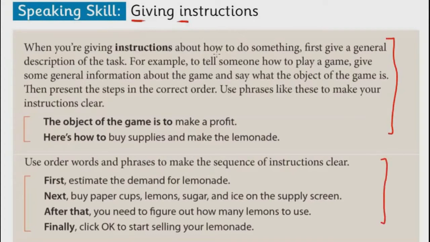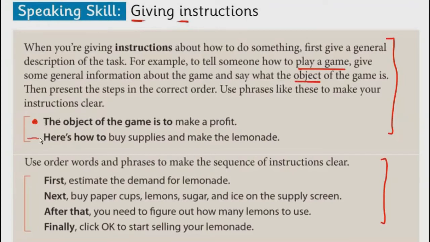The first point: when you're giving instructions, before you start to give instructions, give a general sentence or a general statement that gives an overview or tells you what the instructions are going to be about. For example, you want to tell someone how to play the game. Before you tell them exactly how to play the game, tell them what the object of the game is. The object of the game is to make a profit.